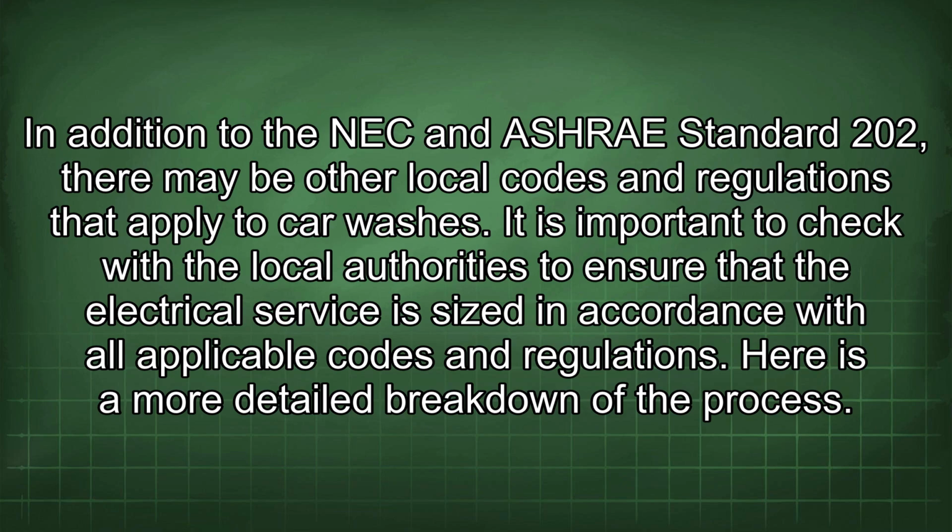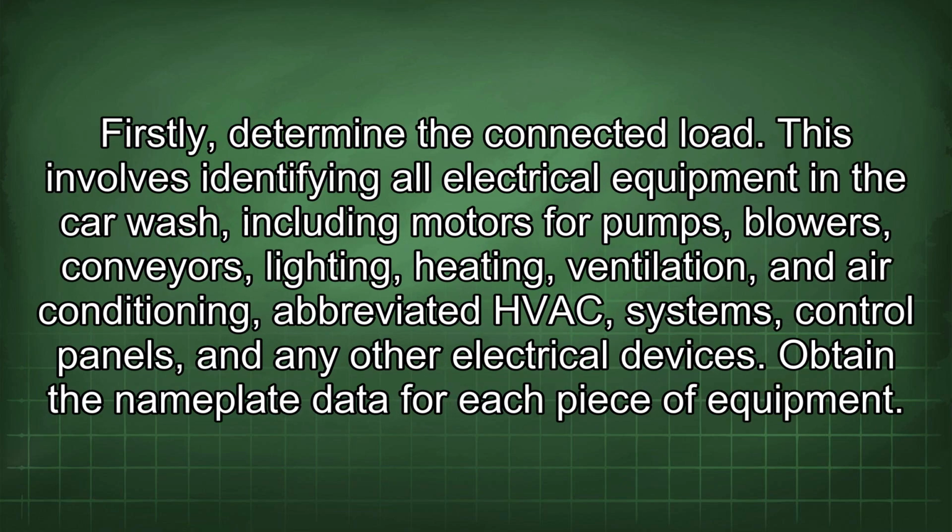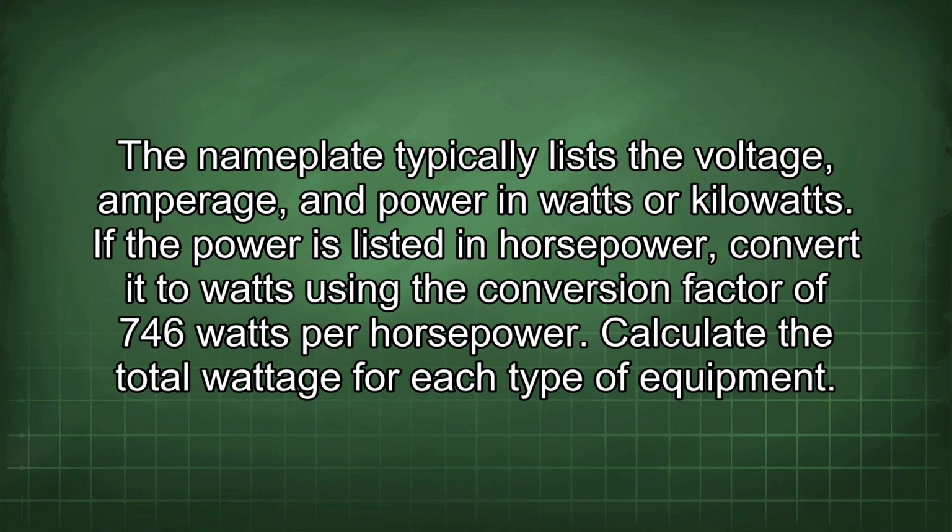Here is a more detailed breakdown of the process. Firstly, determine the connected load. This involves identifying all electrical equipment in the car wash, including motors for pumps, blowers, conveyors, lighting, heating, ventilation, and air conditioning, abbreviated HVAC, systems, control panels, and any other electrical devices. Obtain the nameplate data for each piece of equipment. The nameplate typically lists the voltage, amperage, and power in watts or kilowatts. If the power is listed in horsepower, convert it to watts using the conversion factor of 746 watts per horsepower.